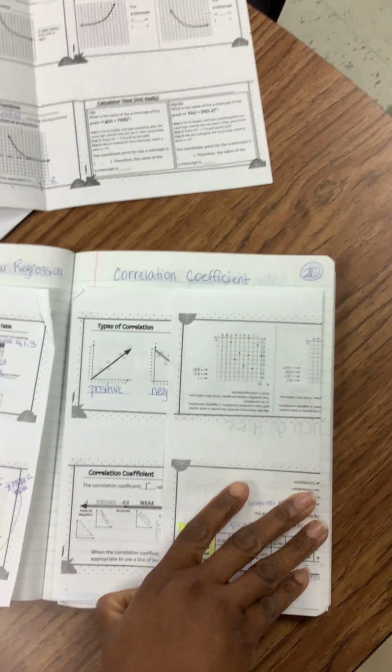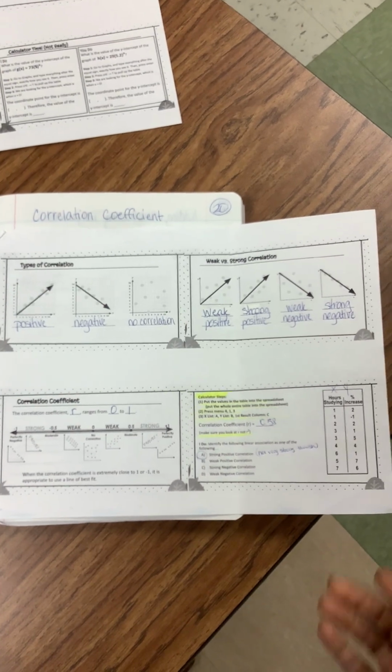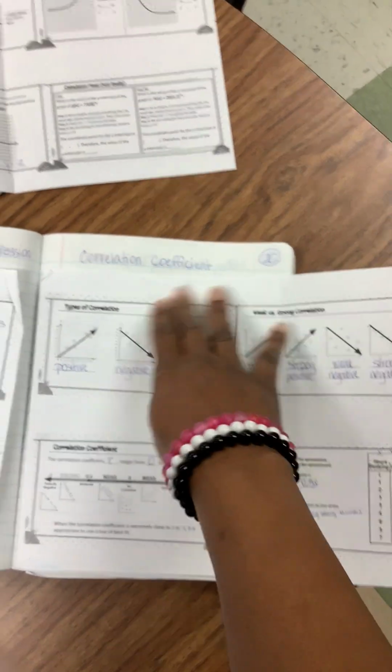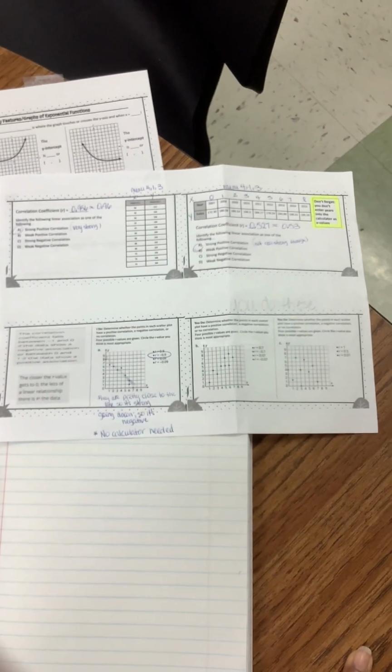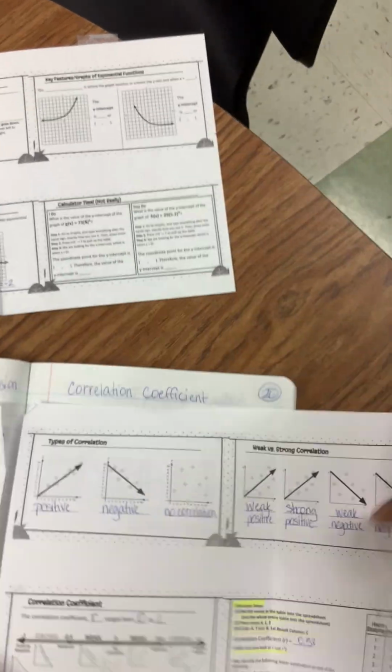Okay, next page is our correlation coefficient stuff. So when we open it up, we see what we did in class. Tape is right here at the top again so that I can flip it up and still see the back. Make sure you have those two done yourself.